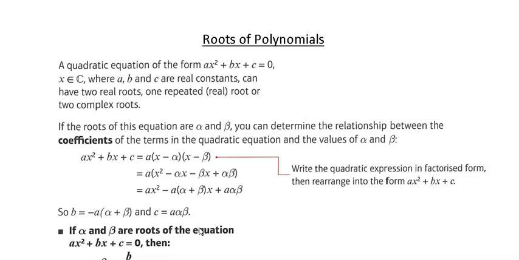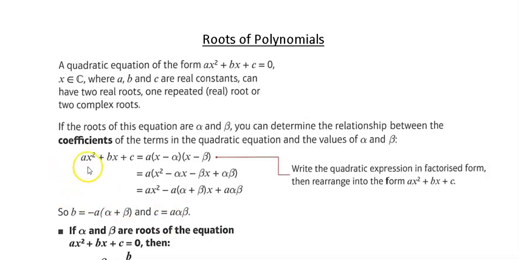So it says in this video, a quadratic equation of the form ax squared plus bx plus c equals 0, where a, b, and c are real constants, can have two real roots, one repeated real root, or two complex roots. Now, complex numbers we have not come across just yet, but don't worry, it doesn't really come up that often in this. It says if the roots of this equation are alpha and beta, you can determine the relationship between the coefficients of the terms in the quadratic equation and the values of alpha and beta.